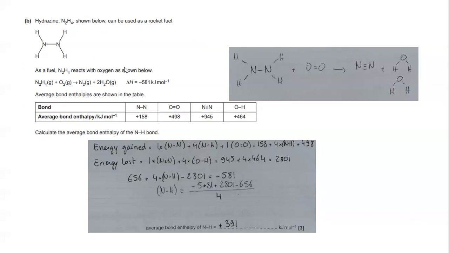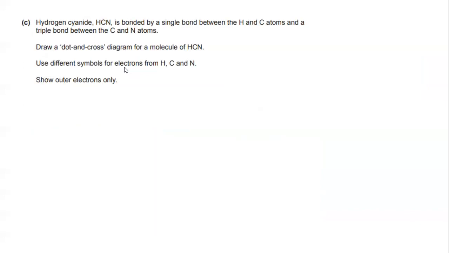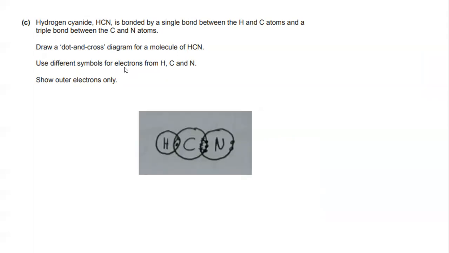Here we go. Next one, hydrogen cyanide, HCN, is bonded by a single bond between the H and C atoms and a triple bond between the C and N atoms. Draw a dot and cross diagram for a molecule of HCN. Use different symbols for electrons from H, C, and N. Okay, so make sure you have your single bond CH, and make sure you have your triple bond CN, and you should look exactly like this.